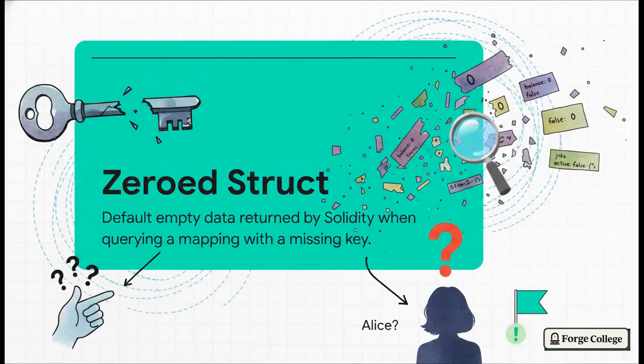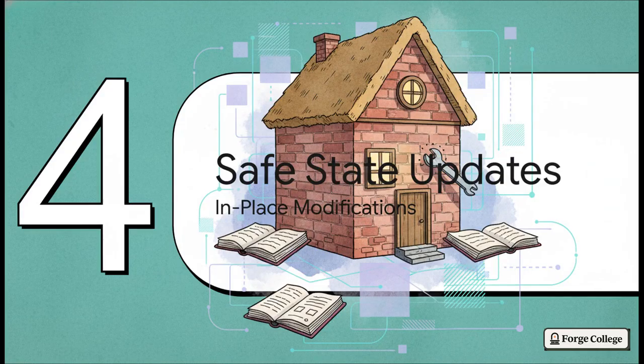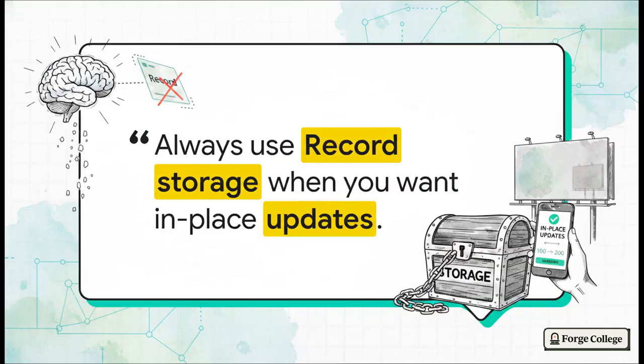This exact ambiguity, and honestly the massive headache it causes, is exactly why our struct blueprint includes that active Boolean flag. It is our definitive, undeniable existence signal. All right, Section 4, safe in-place state updates, in-place modifications. Now, I really want you to burn this exact rule into your brain.